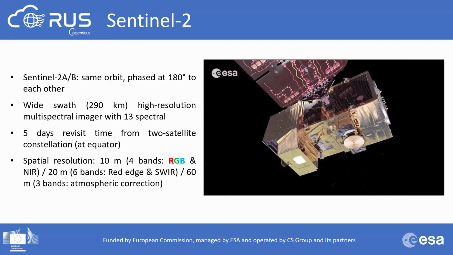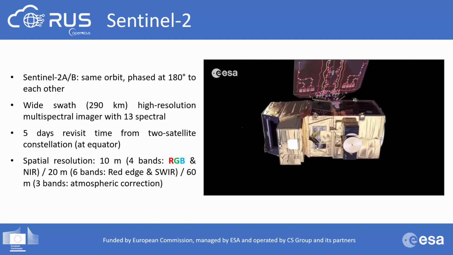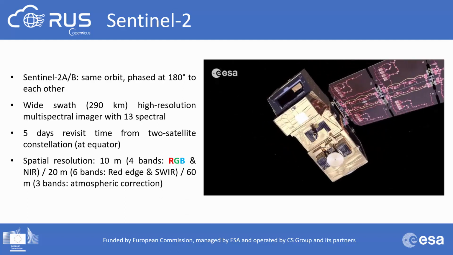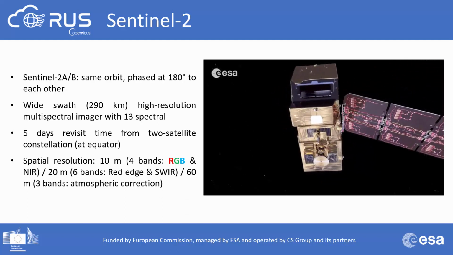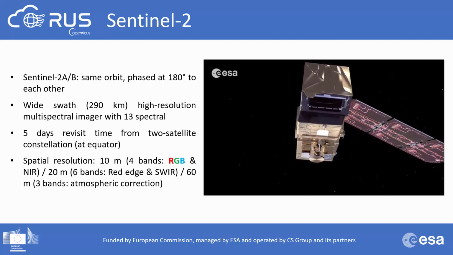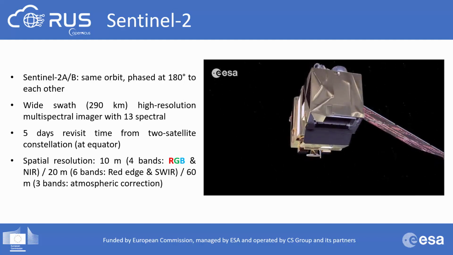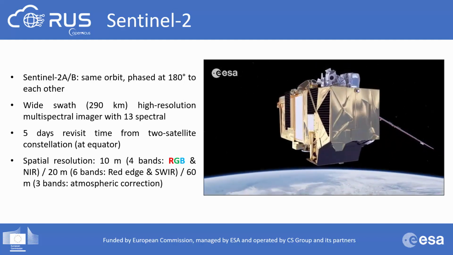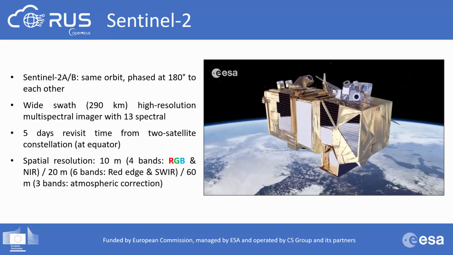The satellites have a multispectral high-resolution instrument with 13 spectral bands. And a note on these bands, their spatial resolution changes. So 4 bands in the red, green, blue and near-infrared are provided at 10 meters pixel size. Those are bands 2, 3, 4 and 8. Then we have 6 bands which are located in the red edge and in the shortwave infrared, which are provided at 20 meters pixel size. And finally we have 3 bands which are used for atmospheric correction and are provided at 60 meters.